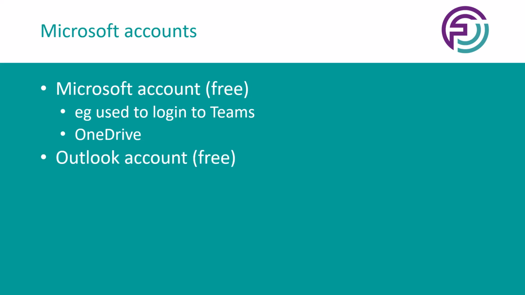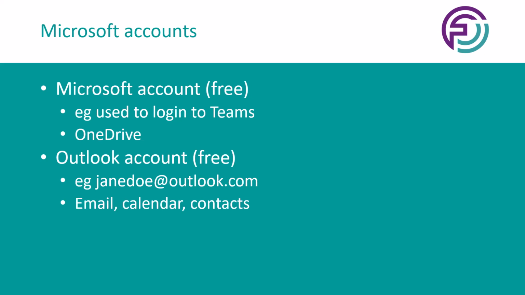Another account that you can set up is an Outlook account, and this gives you an email address with whatever you want at the beginning or whatever is available at outlook.com. And this gives you email functionality via the Outlook online app, together with calendar and contacts. And then these will be available to you wherever you are on your mobile, tablet, laptop, and so on, all via the online apps. You will also have some OneDrive storage.